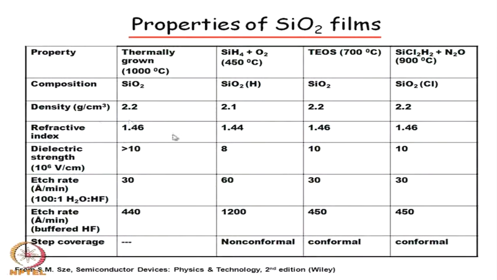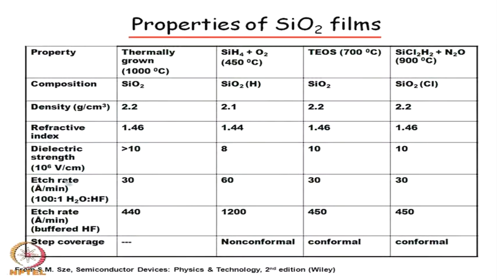Refractive index we can find, and the refractive index is in most of the cases 1.46. For thermally grown it is 1.46, for silane oxygen reaction it is less, 1.44, for TEOS decomposition it is 1.46, and for dichlorosilane nitrous oxide reaction it is 1.46.